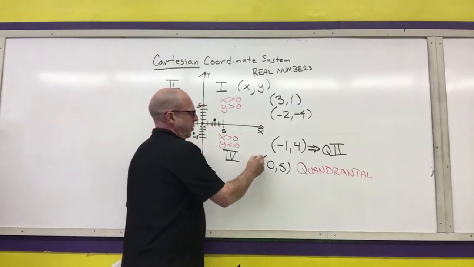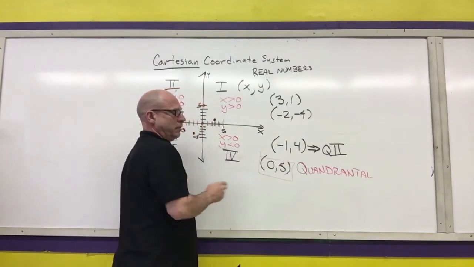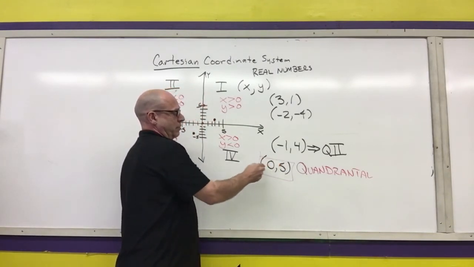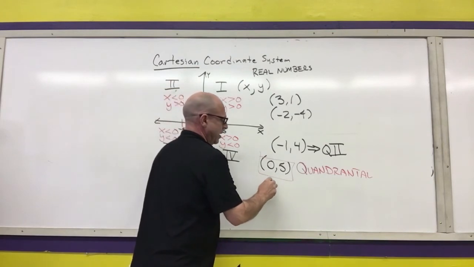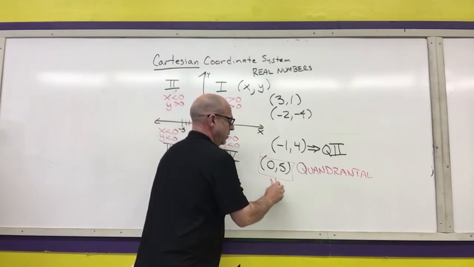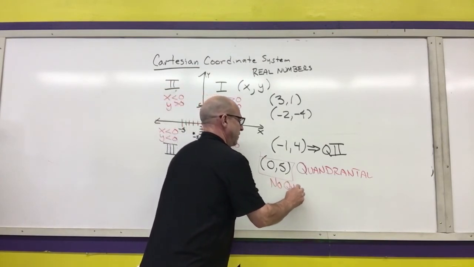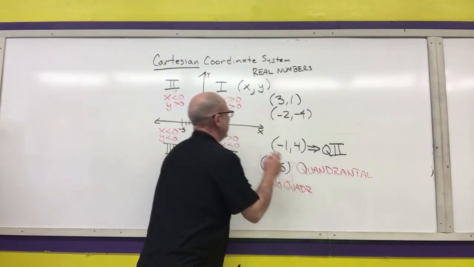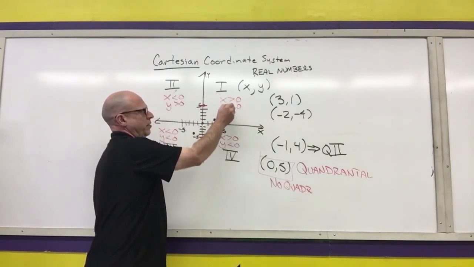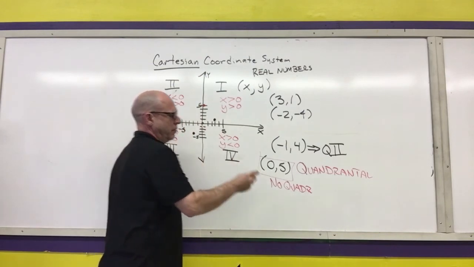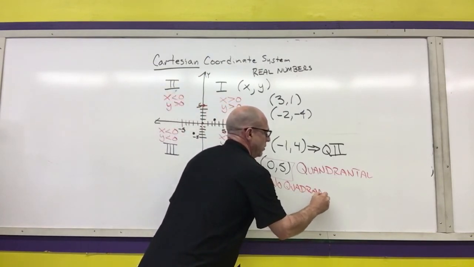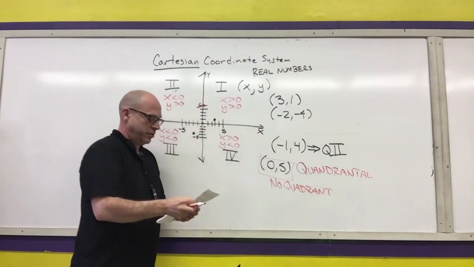So just remember that if I ask you what quadrant the point (0, 5) lies on, it does not lie in any quadrant, because the definition of the quadrant is when they're greater than or less than 0, not equal to 0.